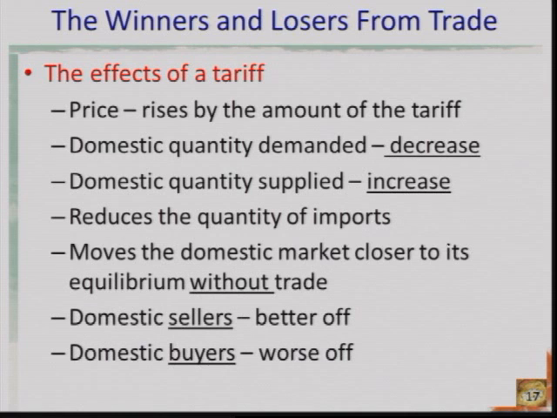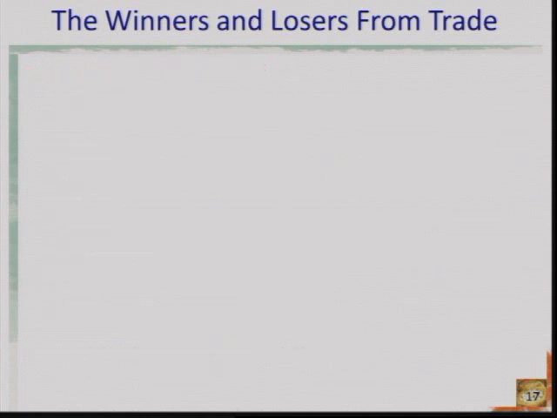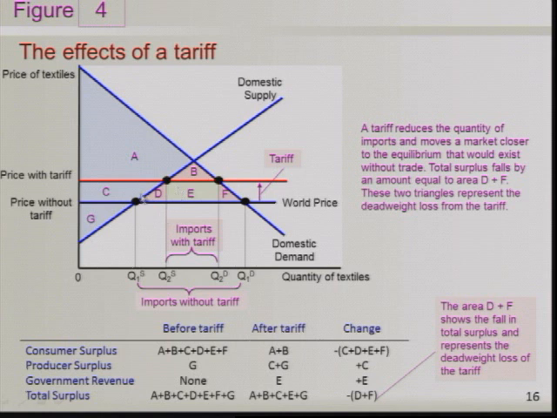Just to sum up, the effects of a tariff: it raises the price of the product, obviously because of the tariff. What's going to happen to the domestic quantity demanded? It will actually decrease. Domestic quantity supplied will actually increase. Let me go back to this slide. Before the tariff, domestic suppliers, or producers, were producing at a quantity of Q1S. After the tariff, they're going to be able to produce more. They'll be willing and able to produce more at Q2S.